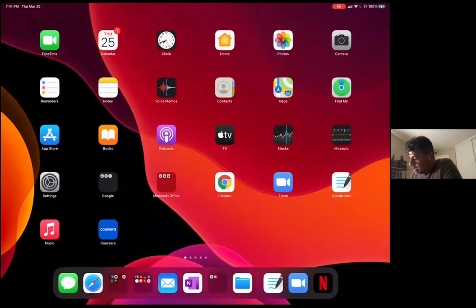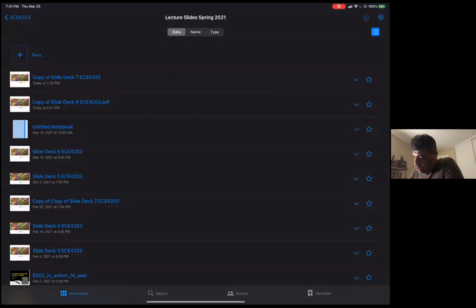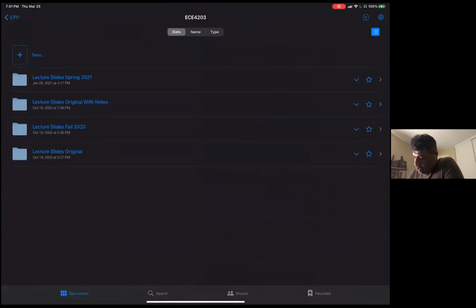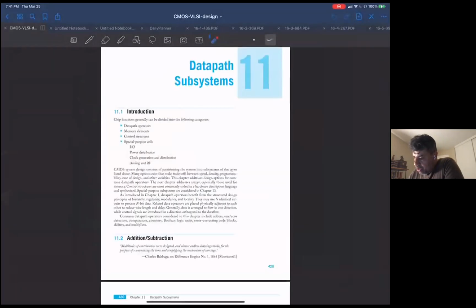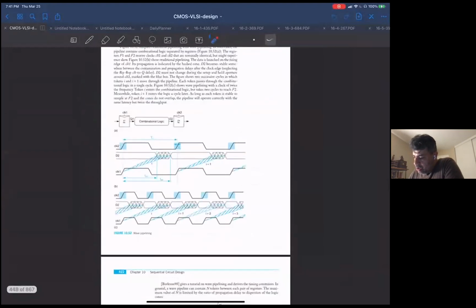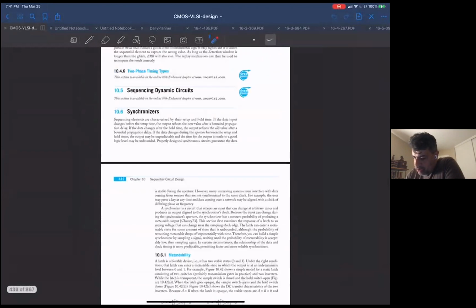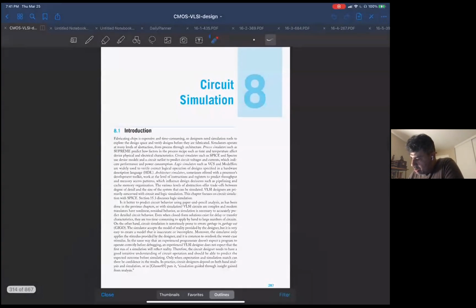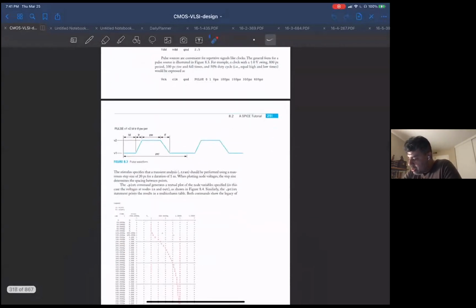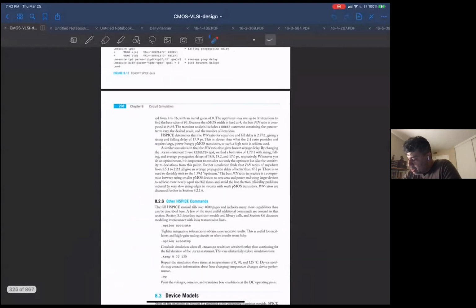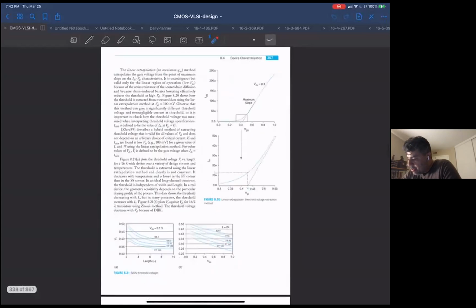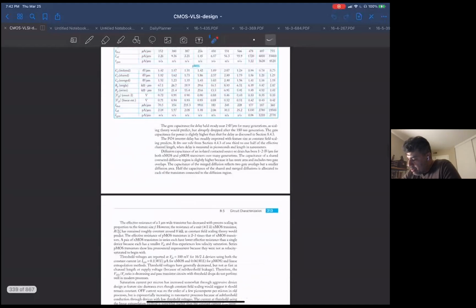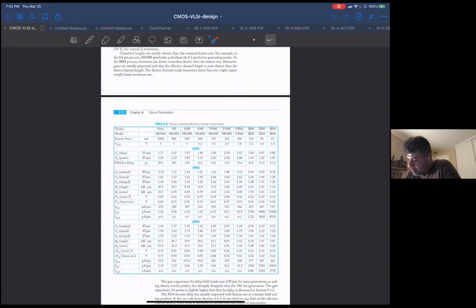Let me point you to a useful chapter in the book. Chapter 8 has a whole chapter on SPICE simulations, and there is a cool table here. Okay, this is the table I'm looking for.